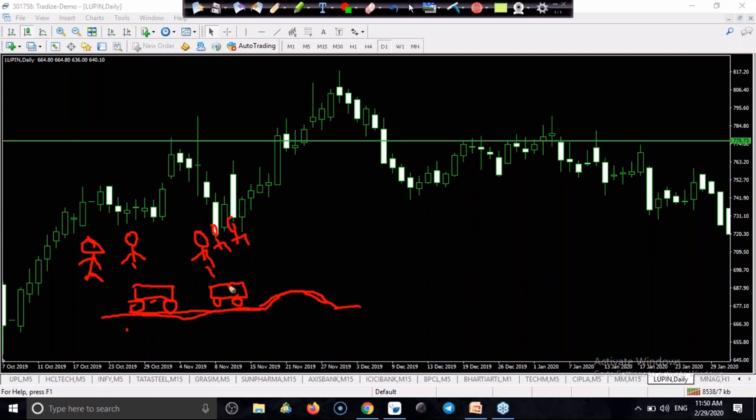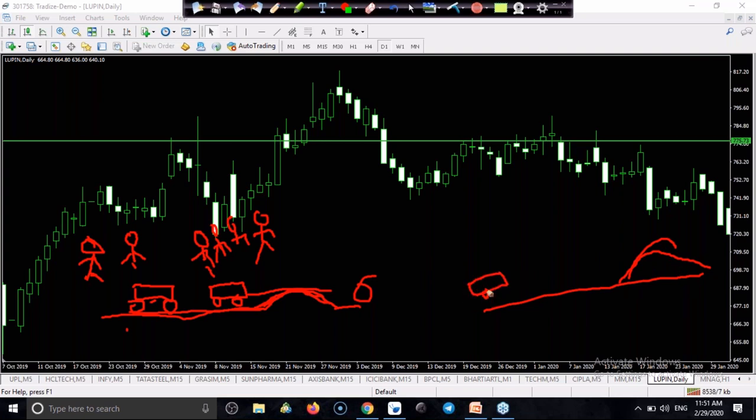So we have seen people are increasing as this high was approaching. When people increase from this area again and again, there is a probability of breaking this point, right? They can push this car to this level. Is it clear?